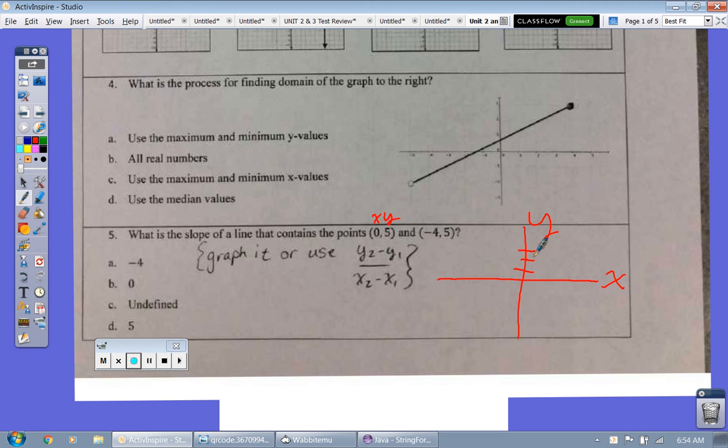1, 2, 3, 4, 5. And I plot a point. And then this one here, we're going to go -4 and up 5. 1, 2, 3, 4, 5. If I were to connect those, you would see that it's a straight line going across. And if you remember, when Slope Dude is skiing straight across, he is having 0 fun. So my slope is 0.